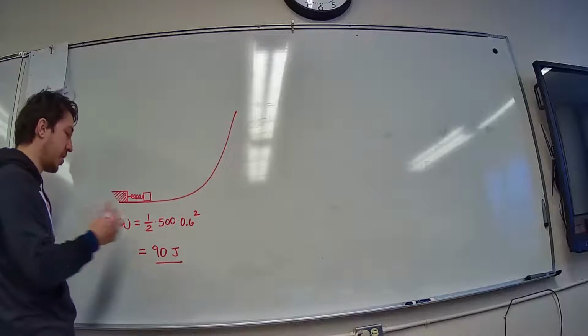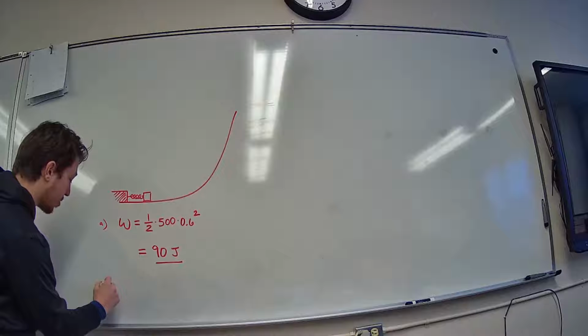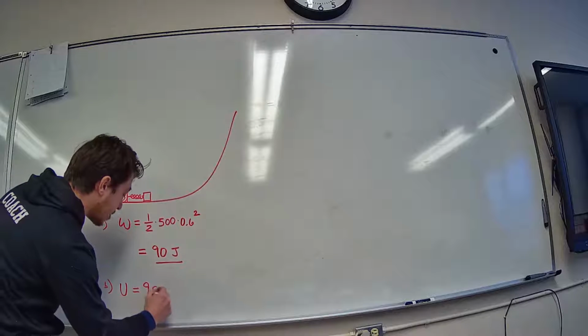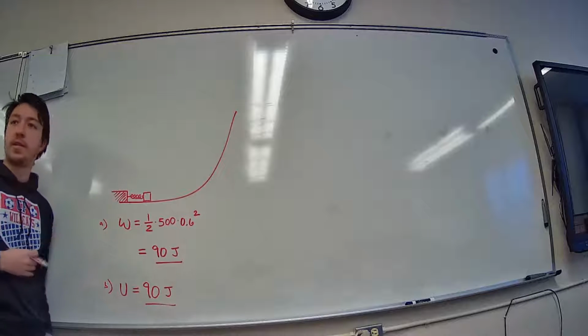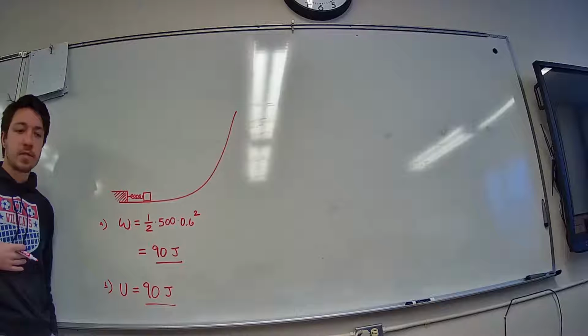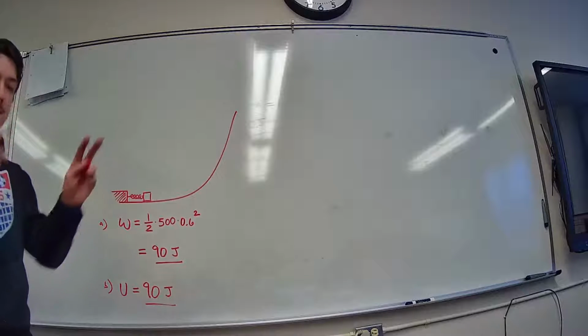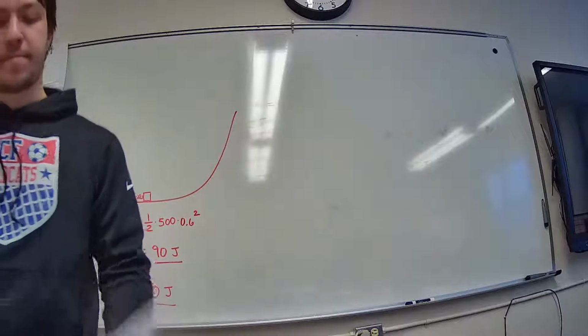90 joules. Okay, so here's the answer to question A. The answer to question B is that this potential energy is 90 joules. So that's just the work energy theorem. That's all the work energy theorem is. It just says if I did 90 joules of work to compress the spring, then the spring contains that much.